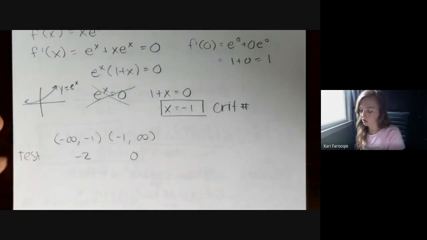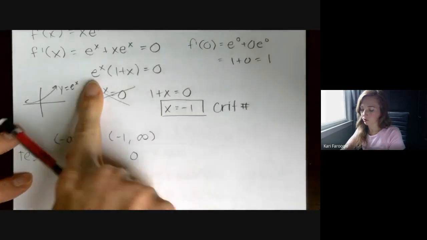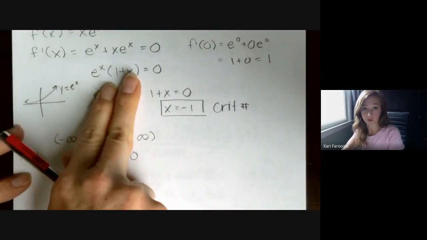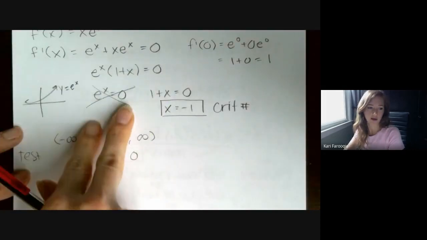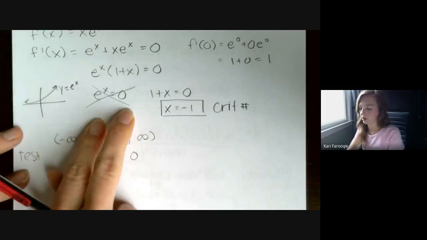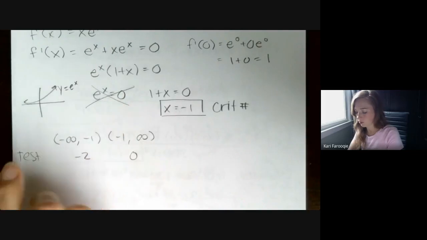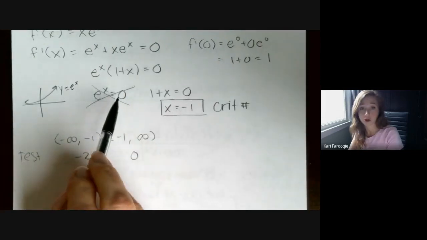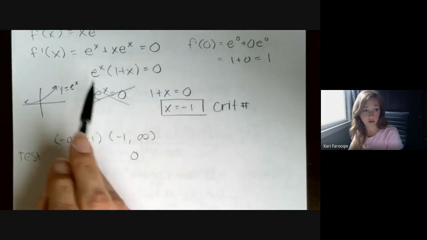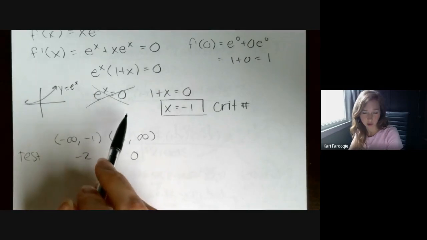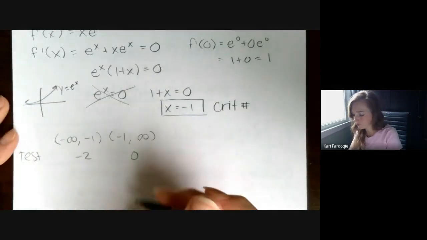The actual question I got on WebAssign was about what to do with this piece. Like when you use the zero factor property and you factor out the e to the x, what do you do here? I think I answered that. If you still have a question about it, let me know. But e to the x can never equal 0. So you just exclude that equation from your result.